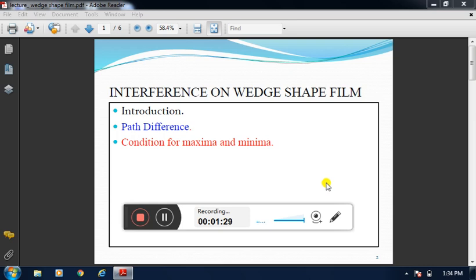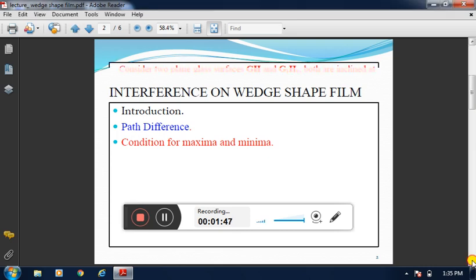Let us now discuss the interference in wedge-shaped film. This is all about the introduction. Next we are going to calculate the path difference. We all know path difference is responsible for the maxima and minima. First of all, we discuss the diagram.